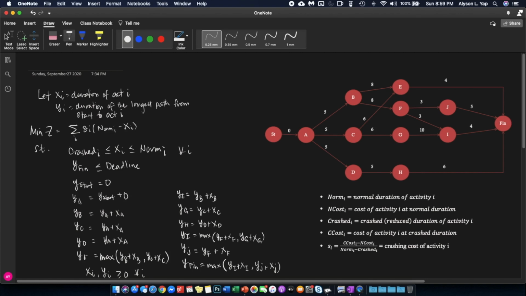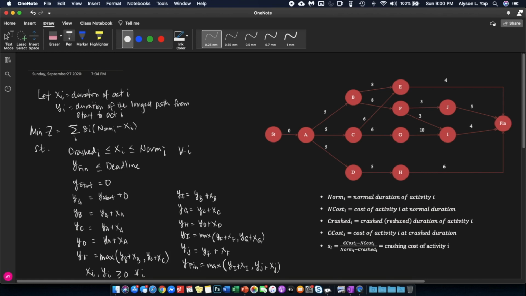Okay? Now, what is the cost of each activity? The cost of each activity is essentially the S sub I, its corresponding S sub I, which is the cost per unit of time that you'd like to crash activity I, multiplied by how much you are crashing activity I. And in this case, the amount of days, for example, that you would like to crash activity I is its normal time minus your decided activity duration.